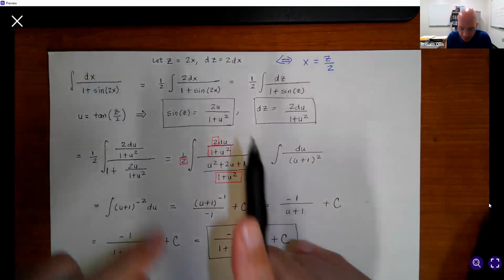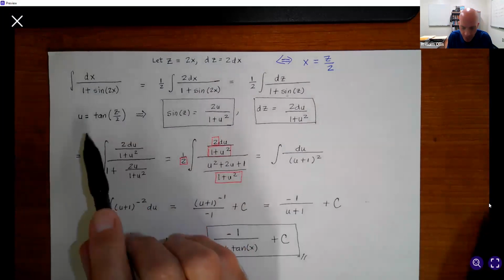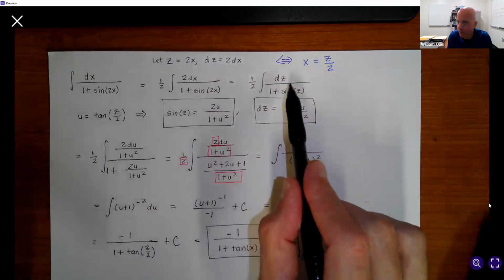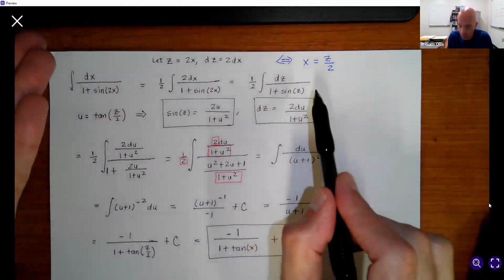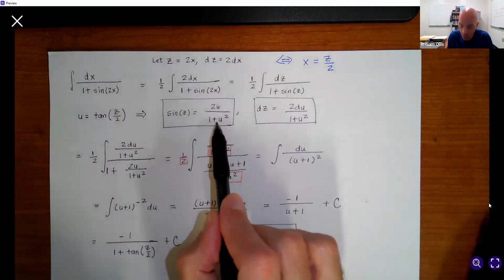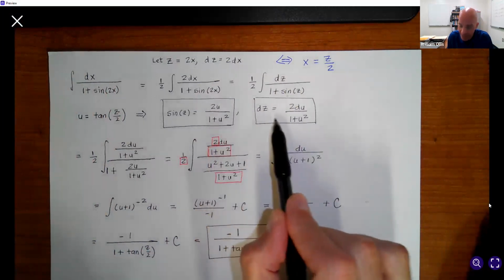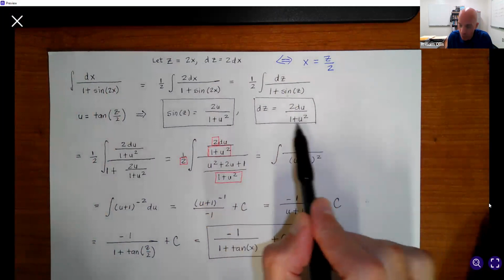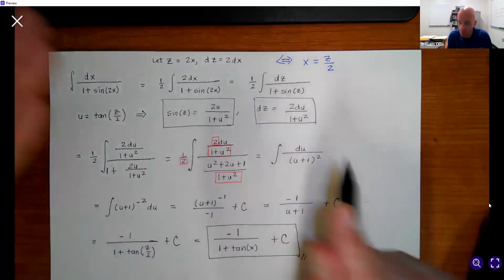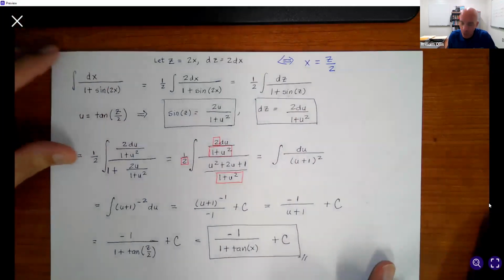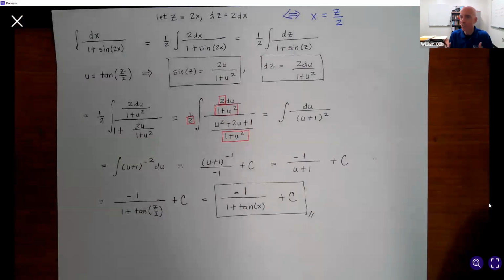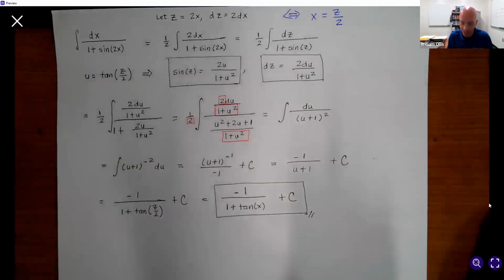Now, remember, with the Weierstrass technique, we know u is tangent of z over 2. We just use the variable from our integral. Sine z is 2u over 1 plus u squared, and dz is just 2 du over 1 plus u squared. We don't need any other trig function, so this will suffice. So what we see now is we have the second substitution theorem, the miscellaneous substitution.